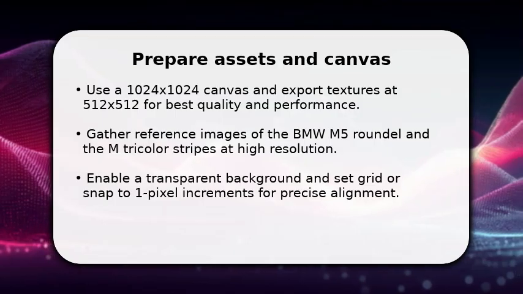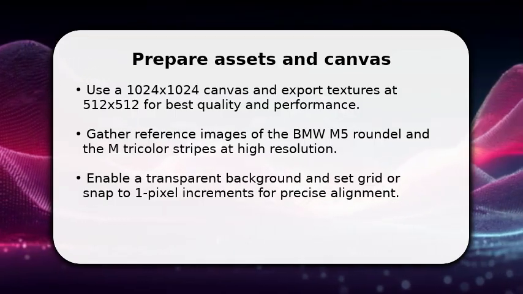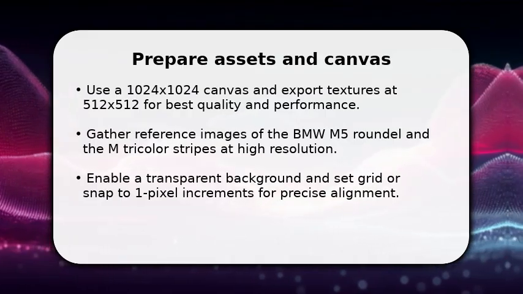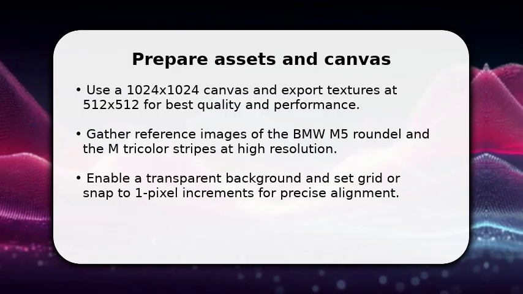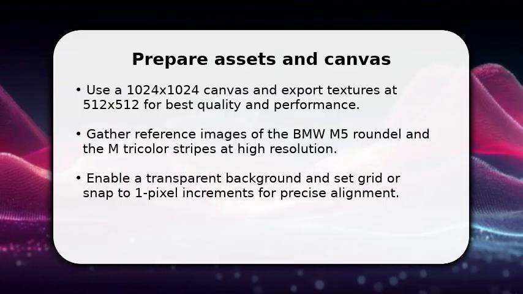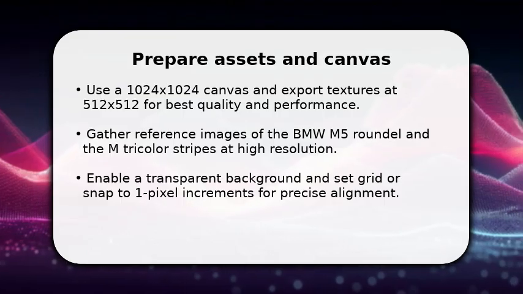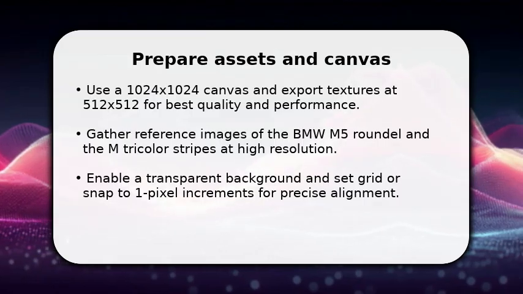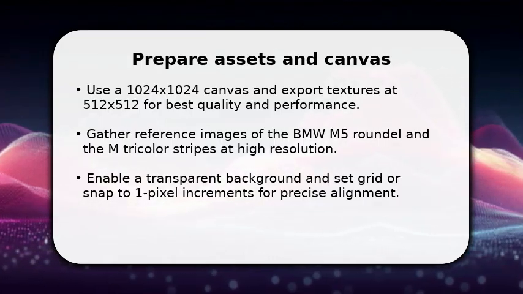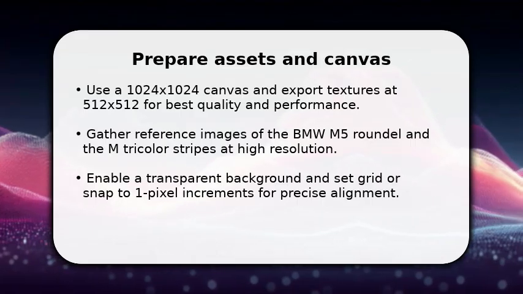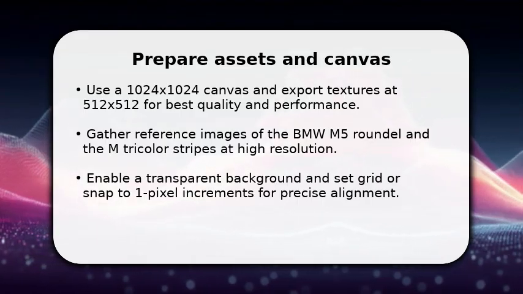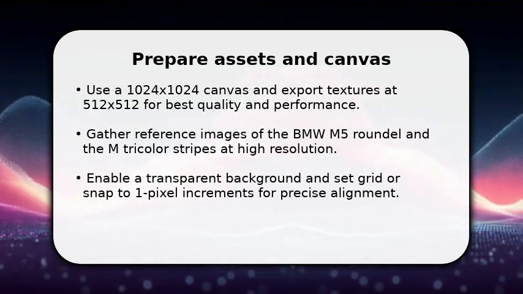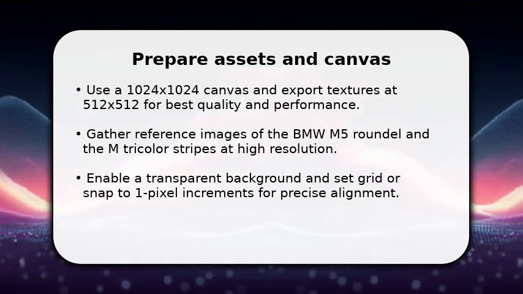Start by preparing your design workspace. Open a 1024 x 1024 canvas and enable a transparent background, then export final textures at 512 x 512 to balance quality and game performance. Gather a high-resolution BMW M5 roundel and M tricolor stripe reference images and import them as separate layers. Turn on a pixel grid or snap to 1-pixel increments to ensure precise alignment on curved surfaces. Save working files as PNG with preserved transparency.